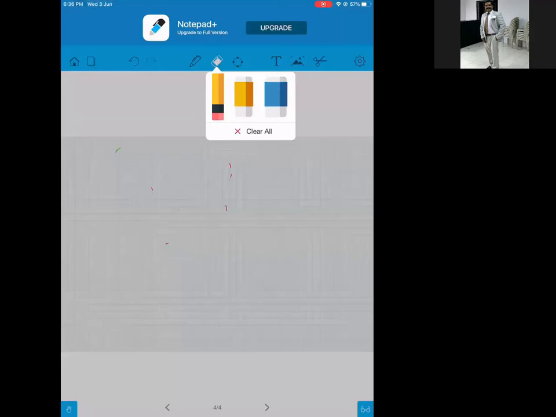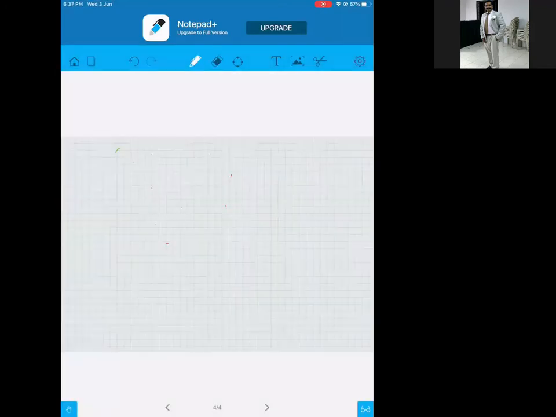How to draw a graph. Suppose I need to draw a graph for the equation y is equal to 3x plus 2. Suppose I would like to draw a graph for the equation y is equal to 3x plus 2 between 0 less than or equal to x less than or equal to 5.